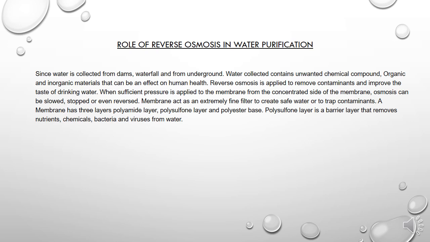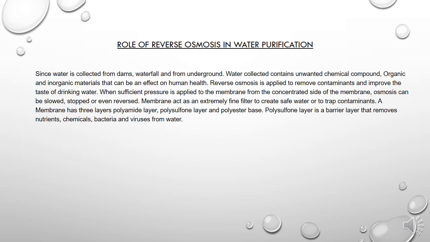When sufficient pressure is applied to the membrane from the concentrated side of the membrane, osmosis can be slowed, stopped, or even reversed. The membrane acts as an extremely fine filter to create safe water or to trap contaminants.